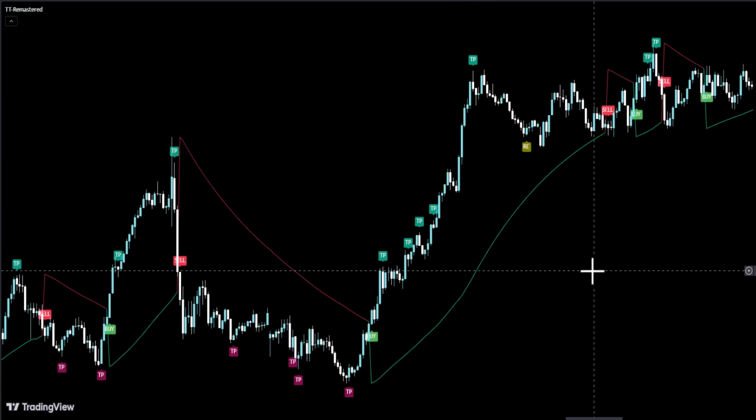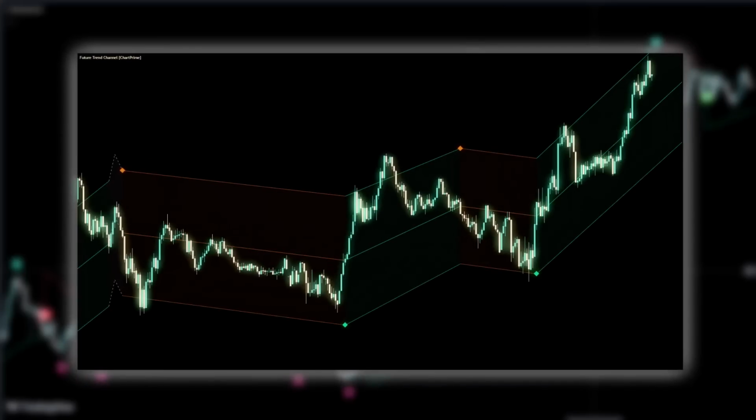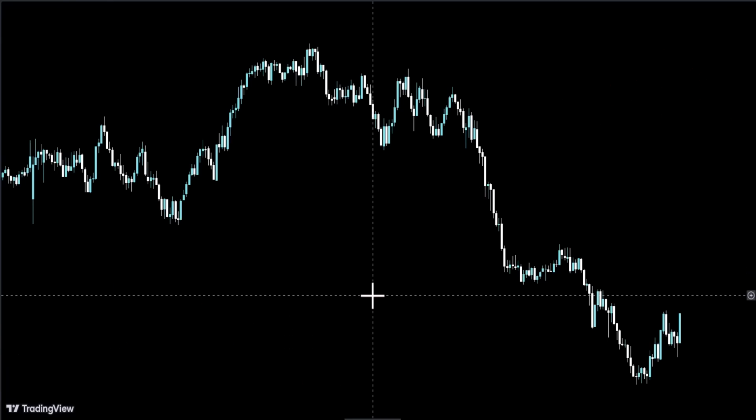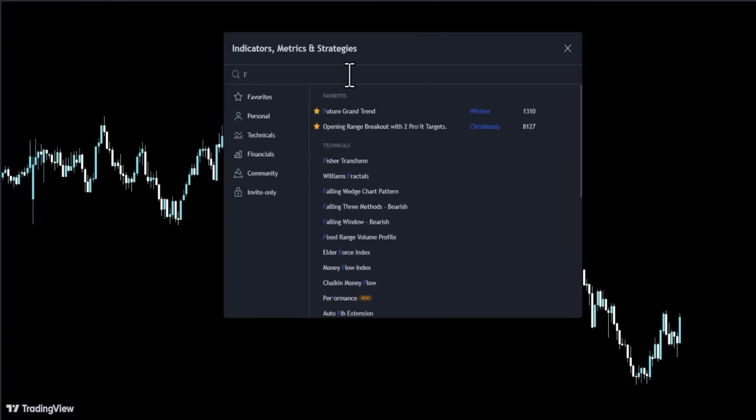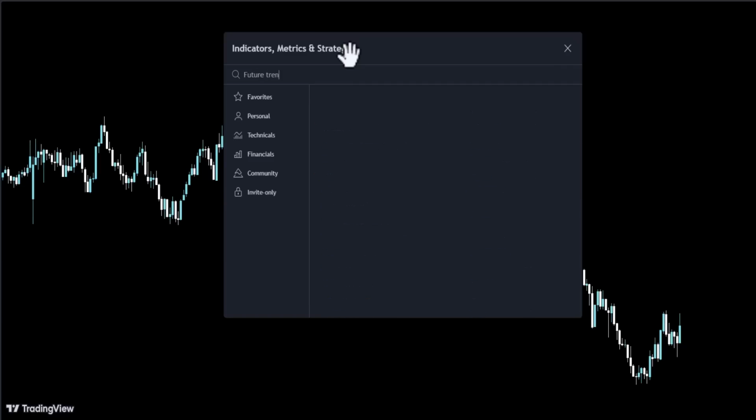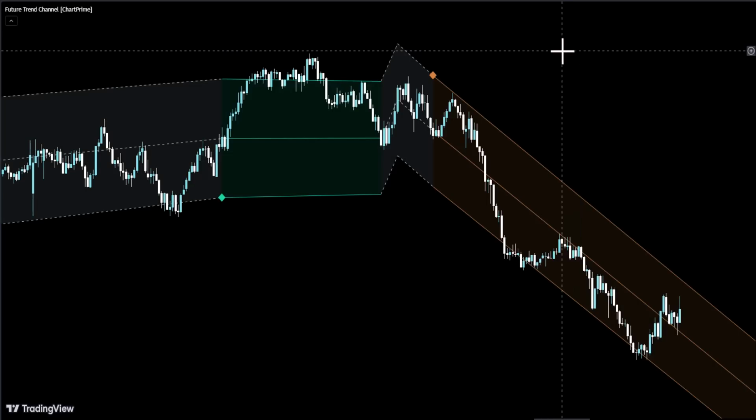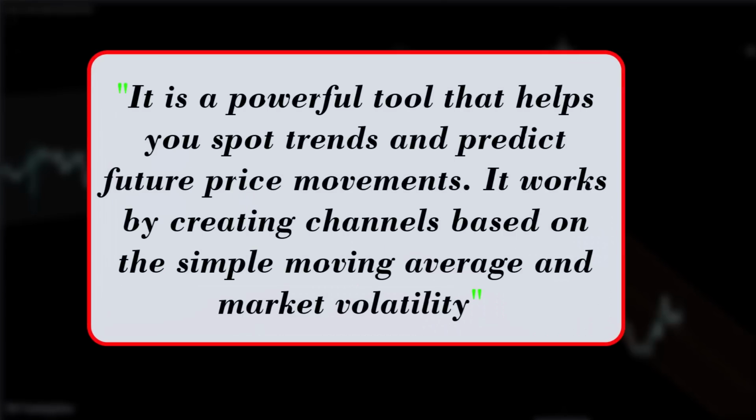The next indicator on my list will leave you stunned. The name of this instrument is the Future Trend Channel by Chart Prime. So you are going to click on the Indicators tab, and then search for the Future Trend Channel, and it is going to be this one. It is a powerful tool that helps you spot trends and predict future price movements. It works by creating channels based on the simple moving average and market volatility.